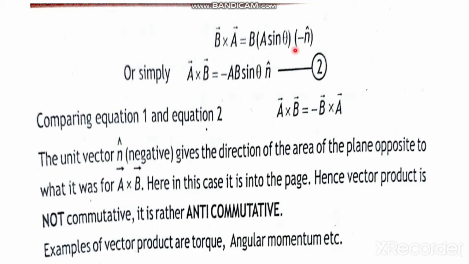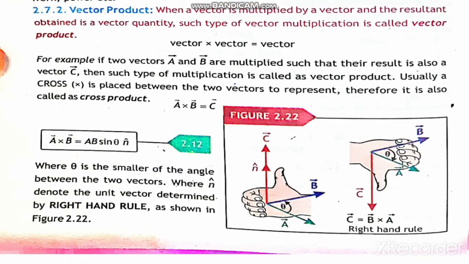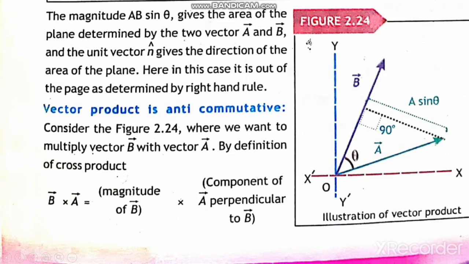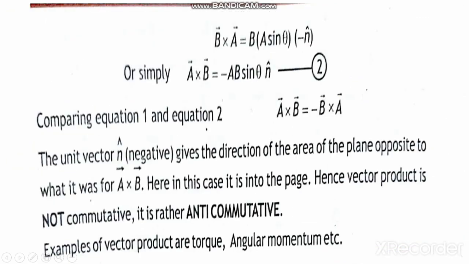Here the direction of the resultant vector is reversed as determined by the right hand rule. In this case, B cross A has the reverse direction. You can see in the figure, A cross B is upward while B cross A is directed downward. So if upward is plus n, then downward will be minus n. So we took the direction of B cross A as minus n. Here this is written wrong in your book. It is basically B cross A.